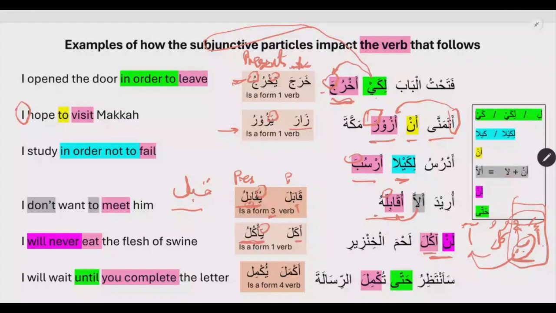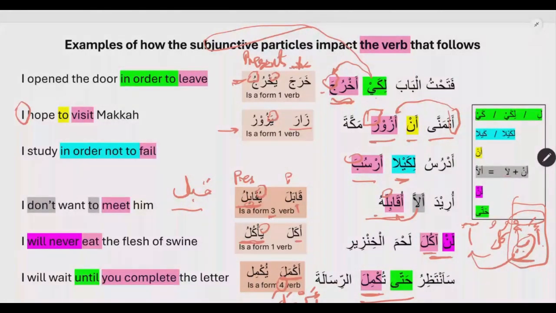And there are a few verbs like this. We'll look at 1 or 2 more later in this lesson. Then the last one is hatta tukmila. Now this word tukmila is again from the verb kamila, that's the root. And again, here we have a unique thing in the past tense. We have an alif in the front this time: akmala. This is a form 4 verb.